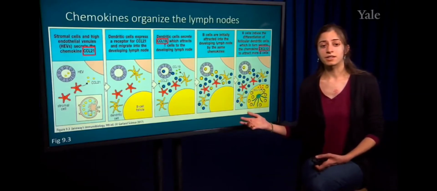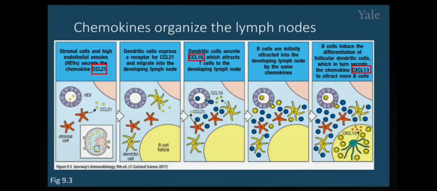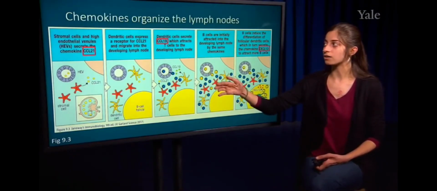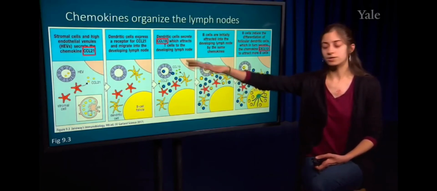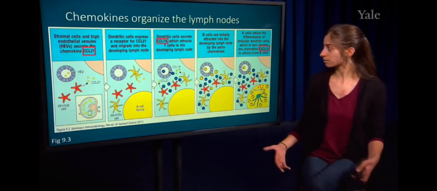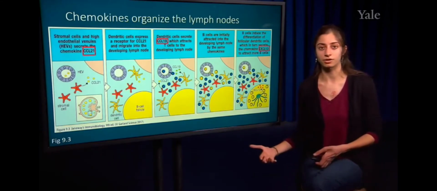Chemokines are actually necessary for organizing the lymph nodes and the structure of the lymph nodes. We won't go through this schematic panel by panel, but what's important to know is that the migration of T and B cells to their appropriate sites within the lymph node is highly dependent on these chemokines. CCL21 is necessary for driving cells into the lymph node itself. CCL19 also helps for the migration of T cells to the T cell zone within the lymph node. And CXCL13 is responsible for attracting B cells into the B cell follicle.